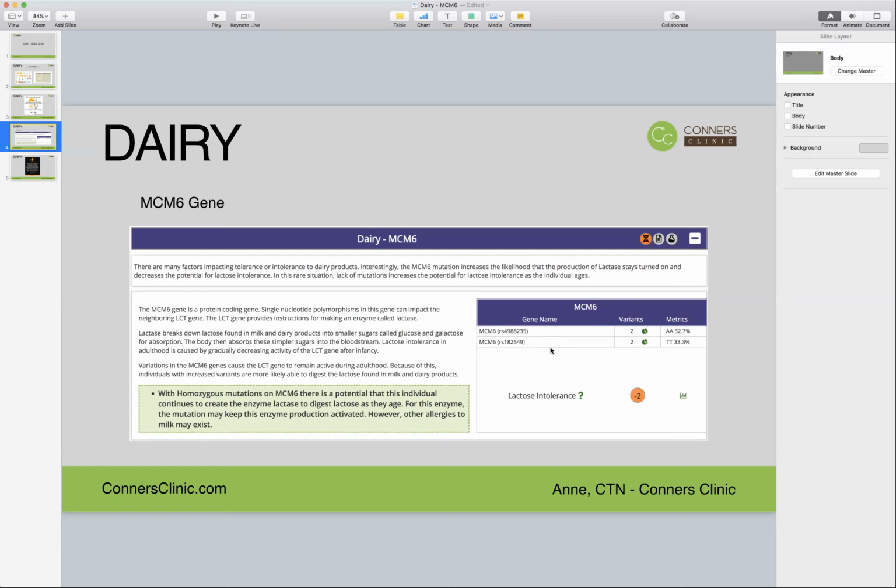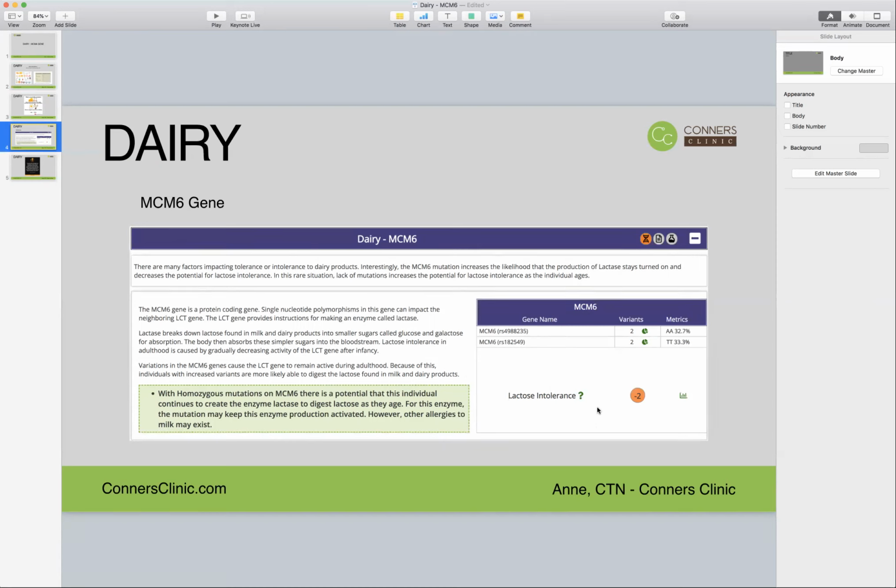This is really the only gene where having variants actually means that you are more likely to be able to digest the lactose component of dairy. Again, this is just looking at the lactose component. We're not looking at the proteins, so we're not looking at the casein in dairy. You might have a sensitivity or allergy to casein. So we're just looking at lactose.